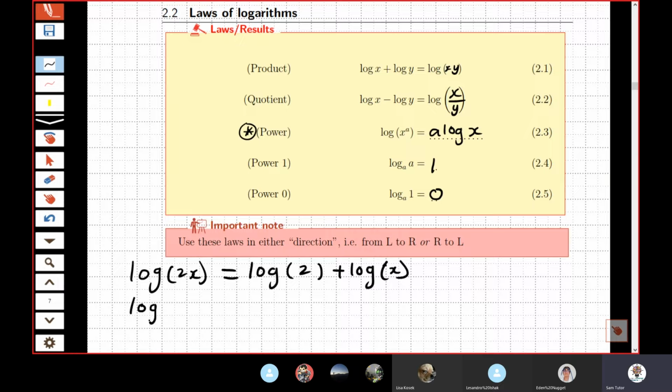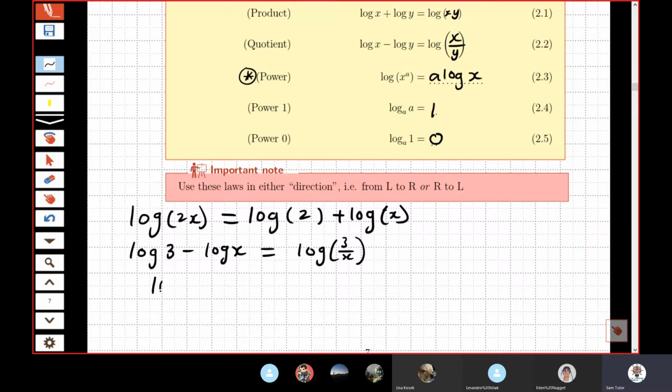So let's do that. Log 3 minus log x. Well, log 3 take away log x is log 3 on x. Yep, it's that easy.